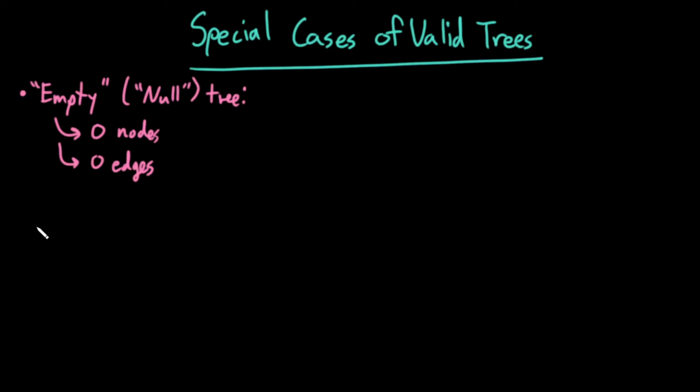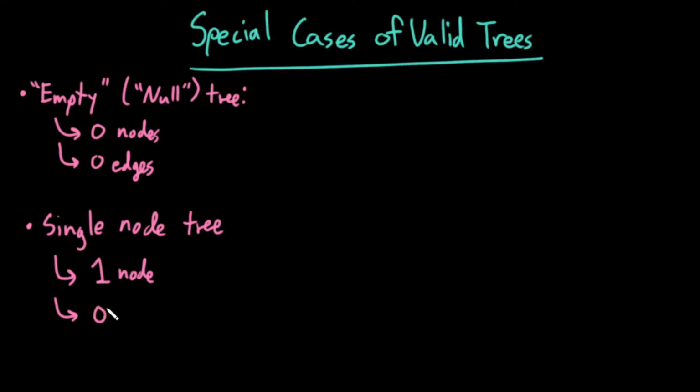The second weird example that is also a valid tree is a single node tree. So this has 1 node and it has 0 edges. And that would look something like this. Maybe a single node that has the value 42. There's no edges, there's just 1 node. This is also a valid tree.